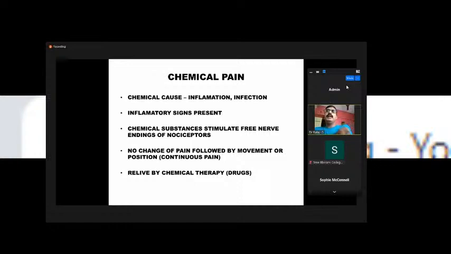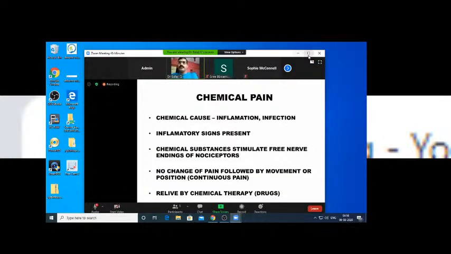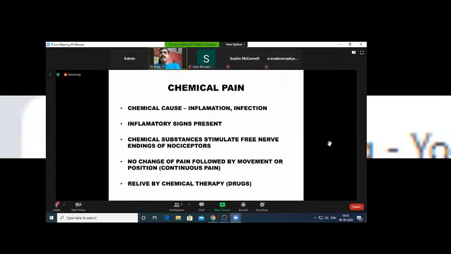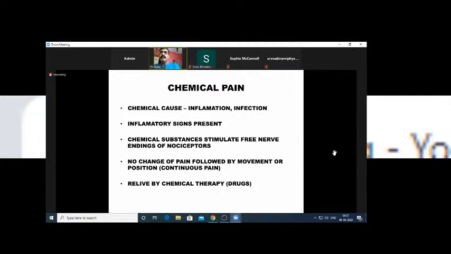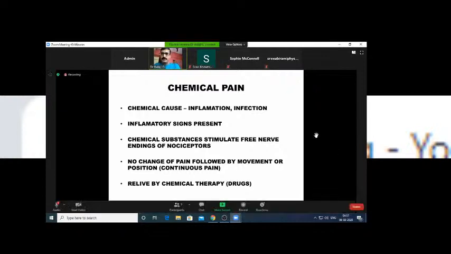So we'll see what chemical pain is. Chemical pain is inflammation and infection, so the inflammatory signs will be present. Chemical substances like inflammatory fluids, all the things which can stimulate the free nerve endings of the nociceptors, are followed by the pain originating. So the pain is being stimulated, and it has been originated by chemical substances, not mechanical deformations.